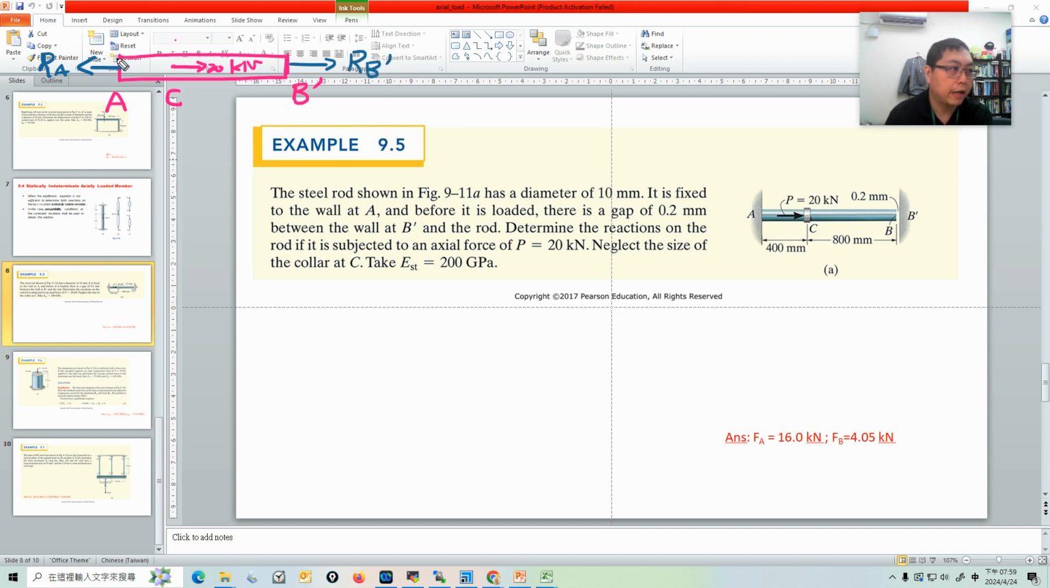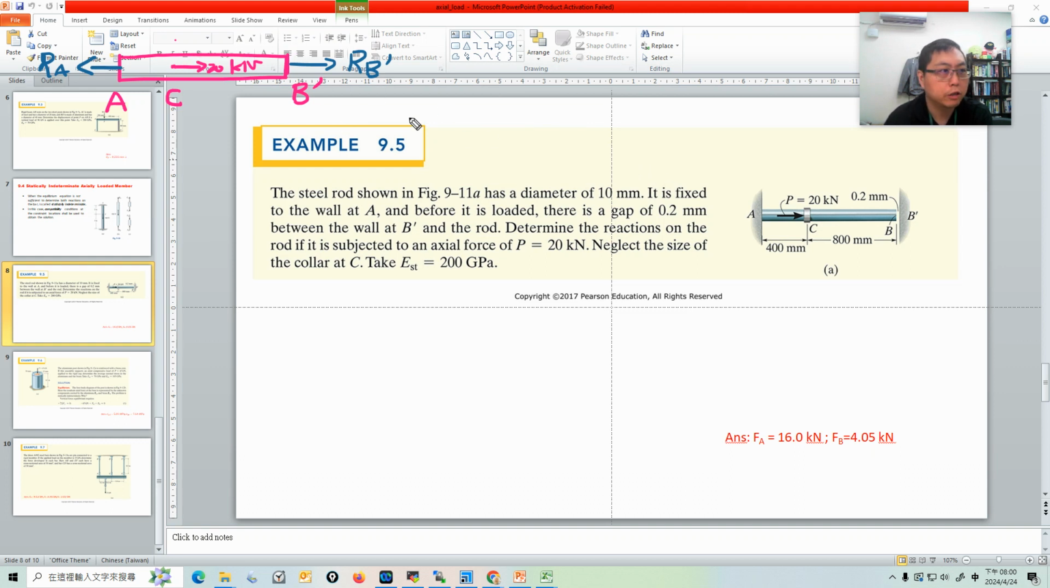At this situation, after the bar is attached to the wall, the whole system is static, so there is no translation and no rotation. In this problem, we don't have to consider rotation because there is no moment. If we considered moment, the problem would be way more complicated. So right now we consider the normal force only.